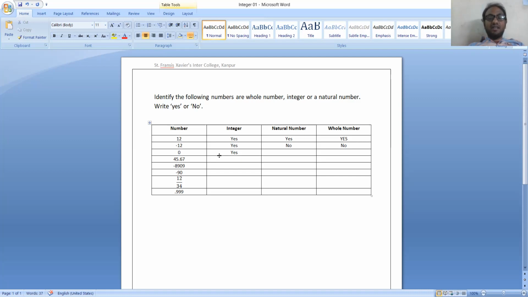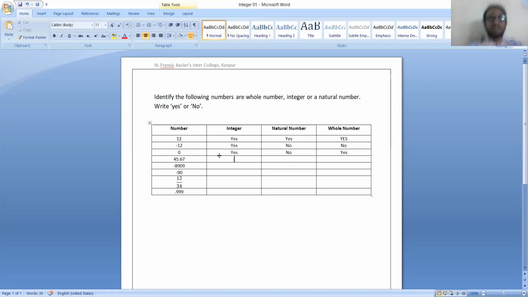After that, is zero a natural number? I told you earlier that the natural numbers start only with one. So zero is not a natural number. You will write no, zero is not a natural number. Again, is zero a whole number? You will simply write yes, because whole numbers start from zero. That's why it is a whole number.